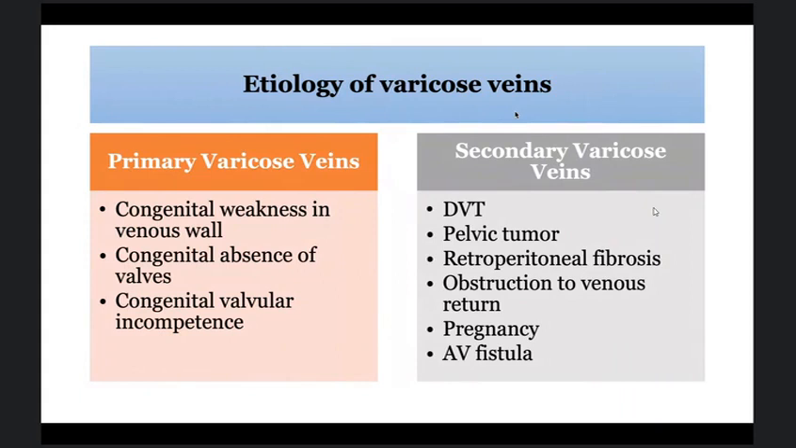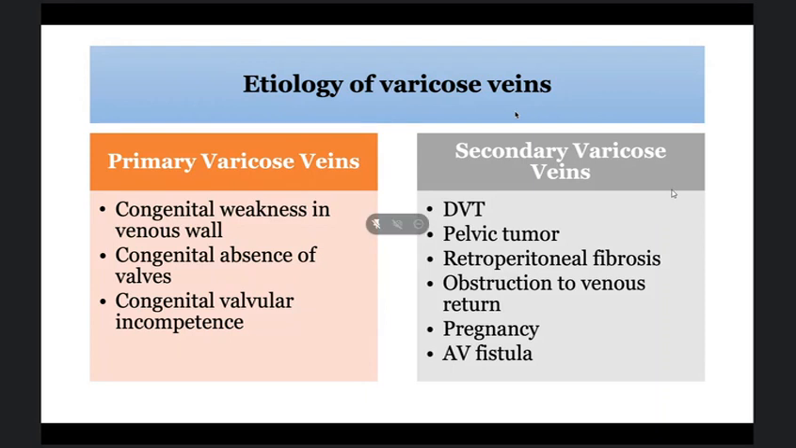Superficial veins have no valves, or congenital valvular incompetence. So as you see here, primary varicose veins are congenital. The most common type of varicose veins you will see in the practice is the primary type. Primary varicose veins are congenital in origin.